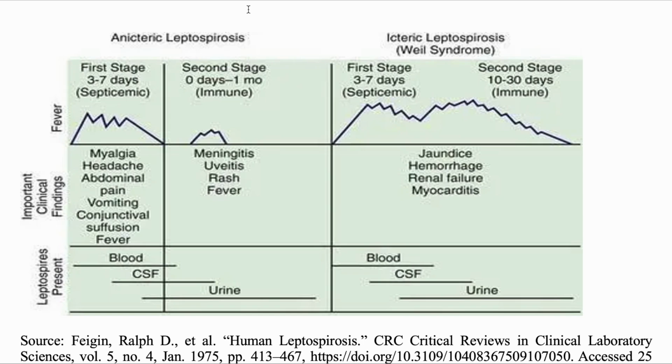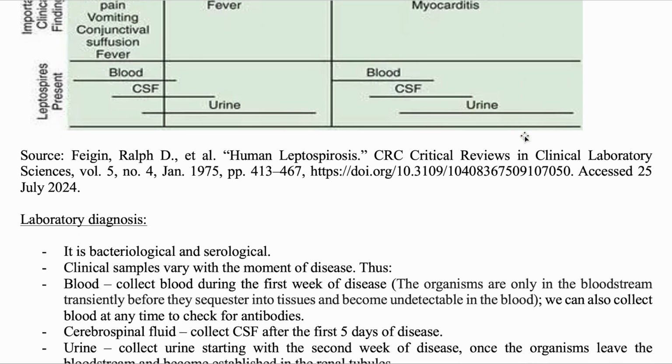I like this figure because it shows clearly the differences between the anicteric and icteric forms of leptospirosis. First, we can see the biphasic character of the fever in the anicteric syndrome. In the second case, we can clearly see how the fever may reappear after the first 5 to 7 days of disease, and it lasts for a few days before decreasing.